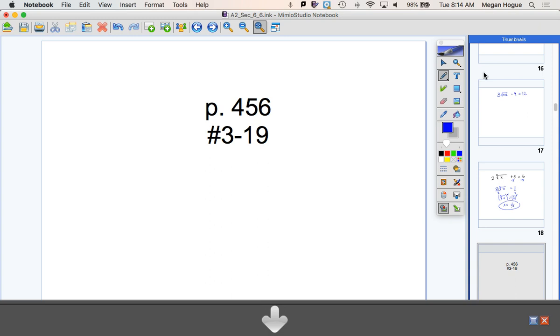All right, there's your homework. You got about 10 minutes to start. Page 456. You're doing 3 through 19. You get a pretty good start on those. Page 456, 3 through 19.